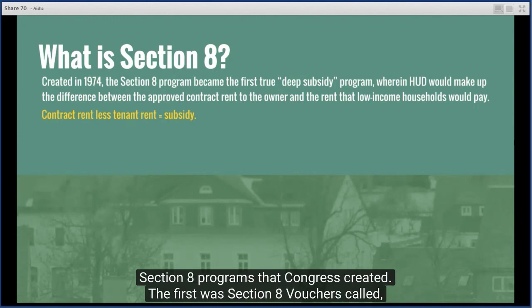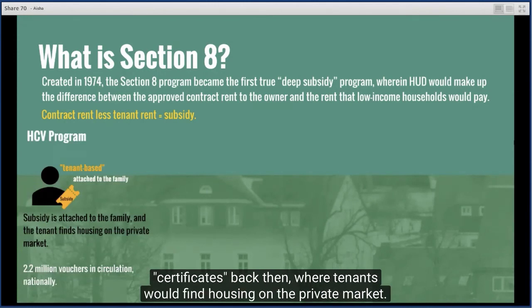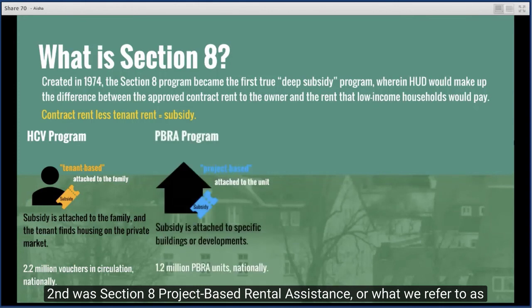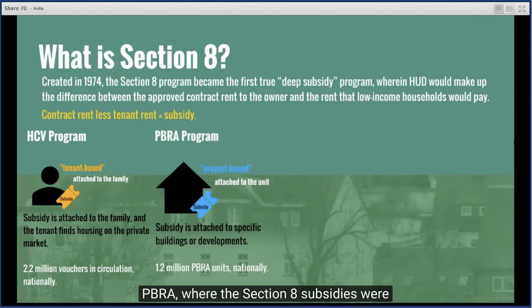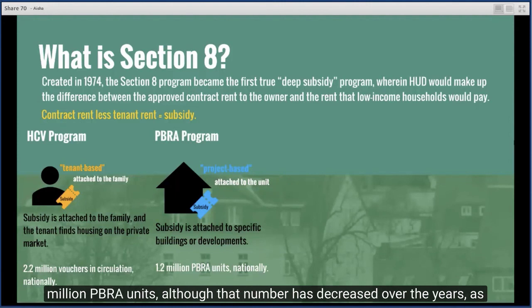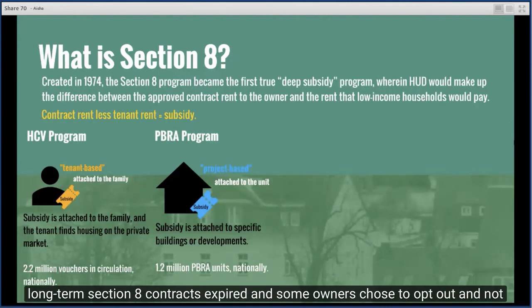There were actually two Section 8 programs that Congress created. The first was Section 8 vouchers, called certificates back then, where tenants would find housing on the private market. Today, there are about 2.2 million vouchers in circulation nationally. The second was Section 8 project-based rental assistance, or what we refer to as PBRA, where the Section 8 subsidies were attached to specific buildings or developments. Today, there are about 1.2 million PBRA units, although that number has decreased over the years as long-term Section 8 contracts expired and some owners chose to opt out and not renew.